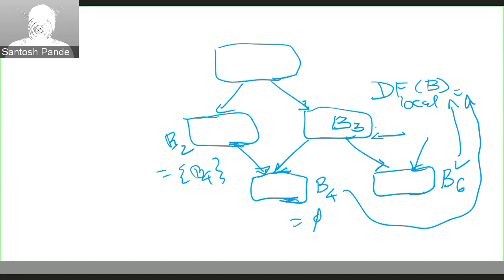B3's dominance frontier had two parts, B4 and B6. And B2 had B4, and B4's dominance frontier had none, because again, there was no successor and there was nothing to be included there.